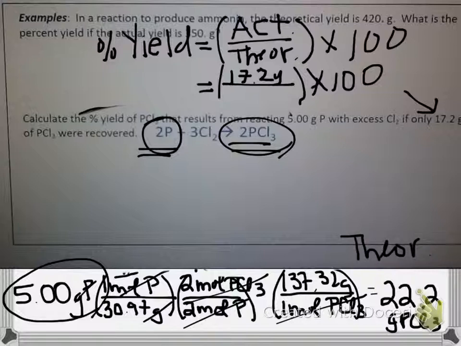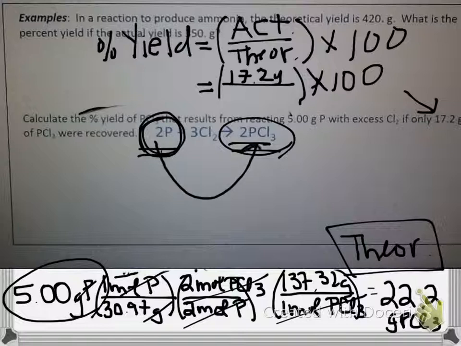Let's not forget what we've done so far. We said we're starting with 5 grams of phosphorus. We wanted to know on paper, if I consume all 5 grams of that phosphorus, how many grams, theoretically, of phosphorus trichloride could I make? It's getting really late, isn't it? All right, that's my theoretical yield. I'm going to plug that in my equation, because I was given the actual yield, 17.2 grams.